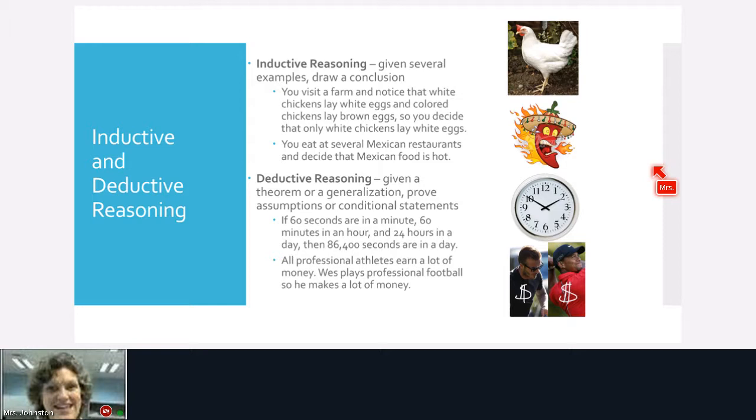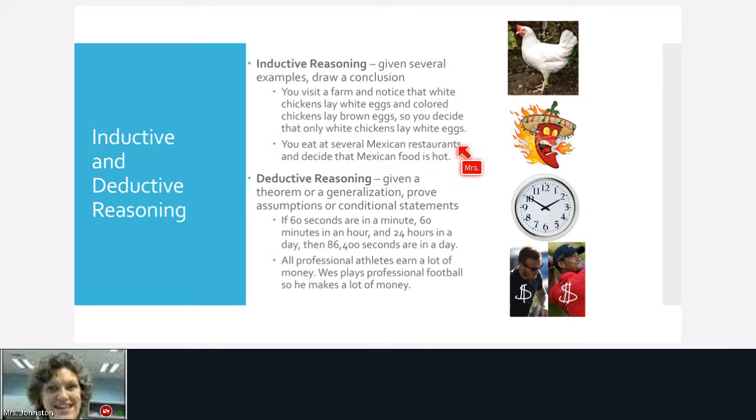Given several examples, you can draw a conclusion. So you visit a farm, you notice that white chickens lay white eggs and colored chickens lay brown eggs, so you decide only white chickens lay white eggs. That's pretty valid. You eat at several Mexican restaurants and you decide that Mexican food is hot because every time you eat it, it's hot. Now that may or may not be true, but you can assume it's true if you're using inductive reasoning.